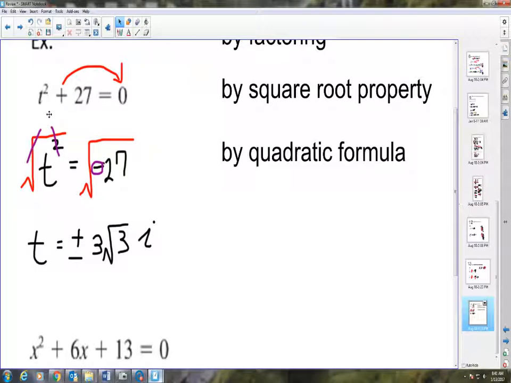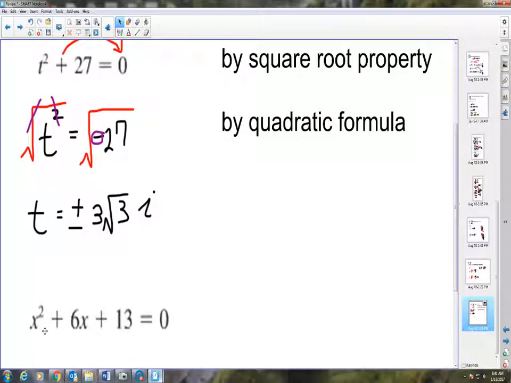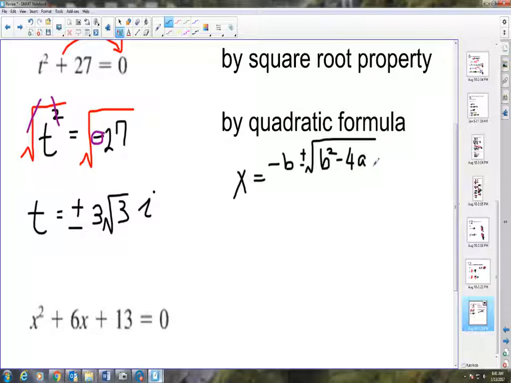Now, if my quadratic equation has 2 terms, I use the square root property that will get my answer quick. Now, if my quadratic equation is in the trinomial form, and this problem cannot be factored, I can use the quadratic formula. And as you can recall, the quadratic formula will be negative b plus minus square root of b squared minus 4ac, whole thing over 2a.